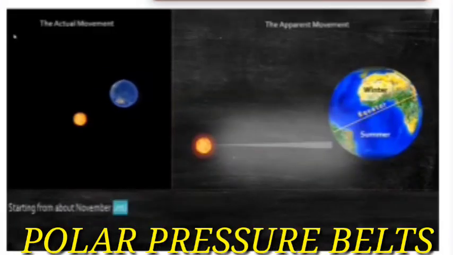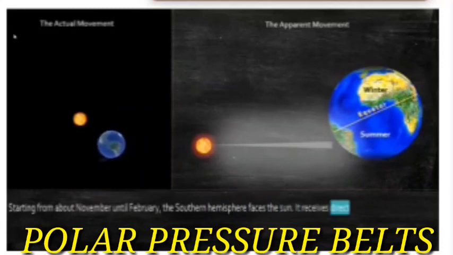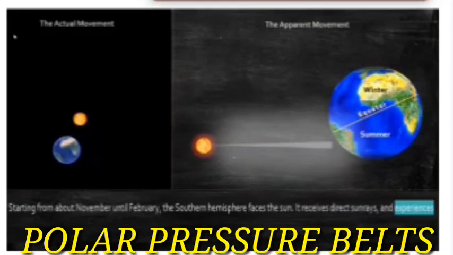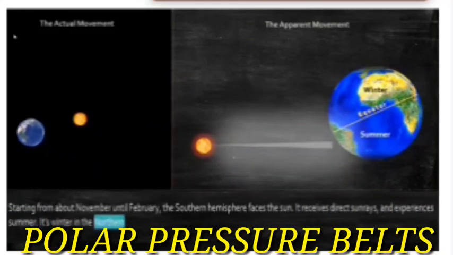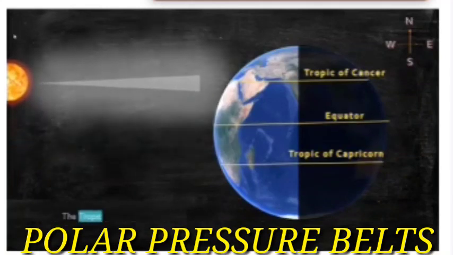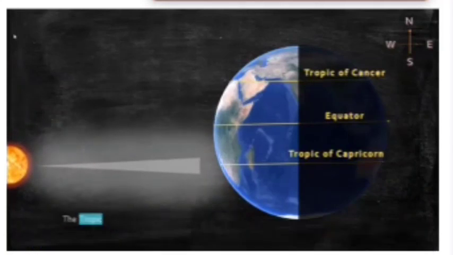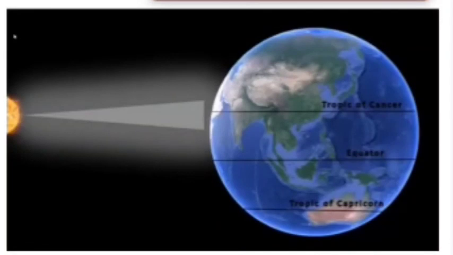From November until February, the southern hemisphere faces the sun. It receives direct sun rays and experiences summer. It's winter in the northern hemisphere in these months. The sun's apparent movement is restricted between the Tropic of Cancer and the Tropic of Capricorn. What is its implication on India? Observe the seasons changing as the sun moves between the tropics.